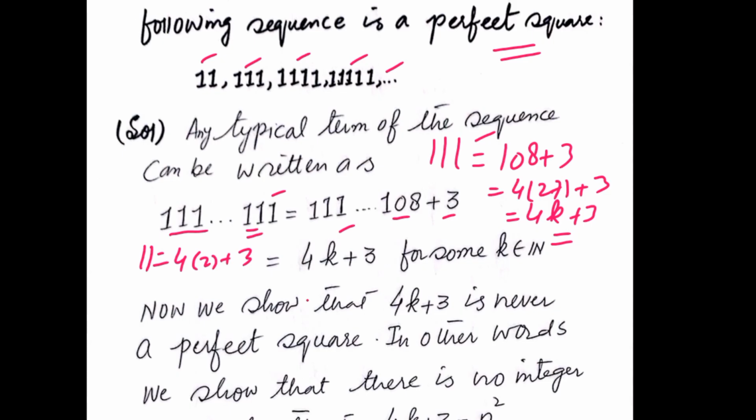Now we show that 4k plus 3 is never a perfect square. I have to show that any number in the sequence is not a perfect square. So I have started this question in such a way that I have chosen any typical number in the sequence, and I claim that that number has the form 4k plus 3, and this number is never a perfect square.